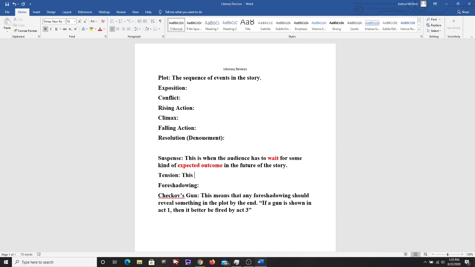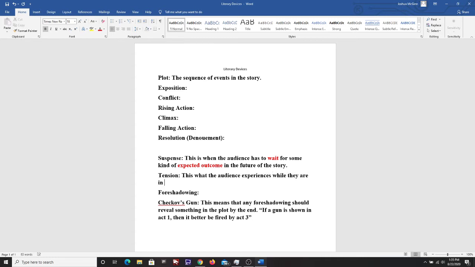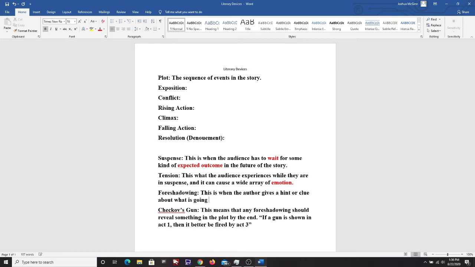So this is what the audience experiences while they are in suspense, and it can cause a wide array of emotion. Okay. So it's going to be something that causes a certain kind of emotion. All right. Now with that, we have to be sure that we're talking about the type of emotion there. Okay. Foreshadowing, this is going to be the author gives a hint or clue about what is going to happen in the future of the story.